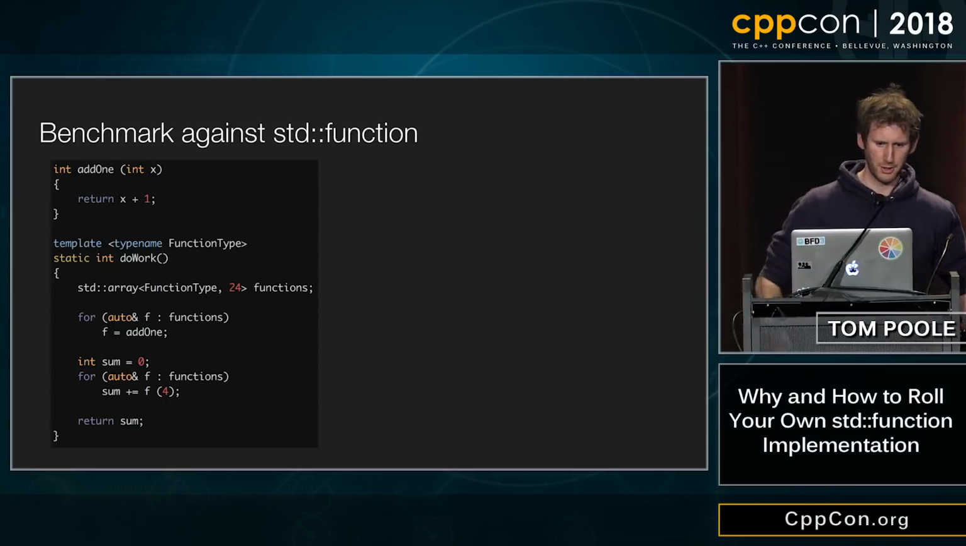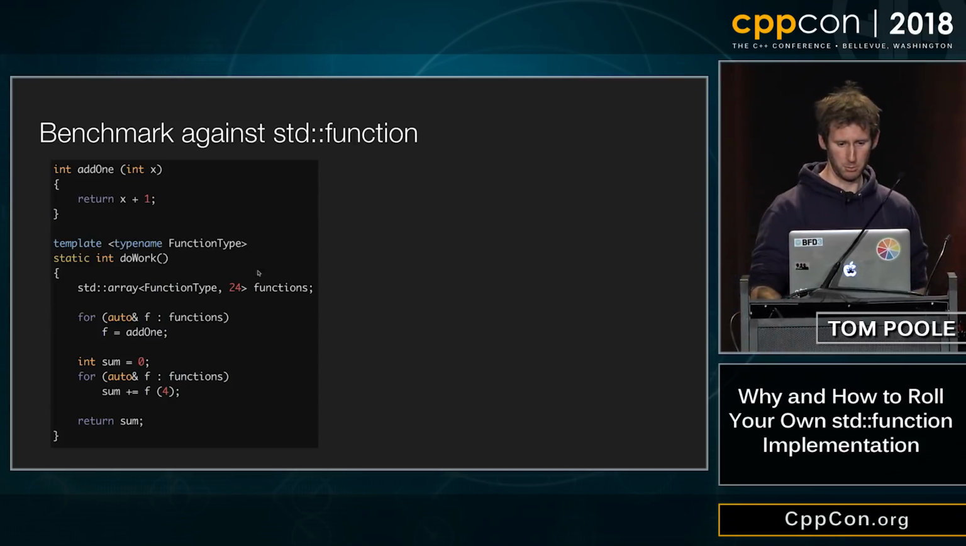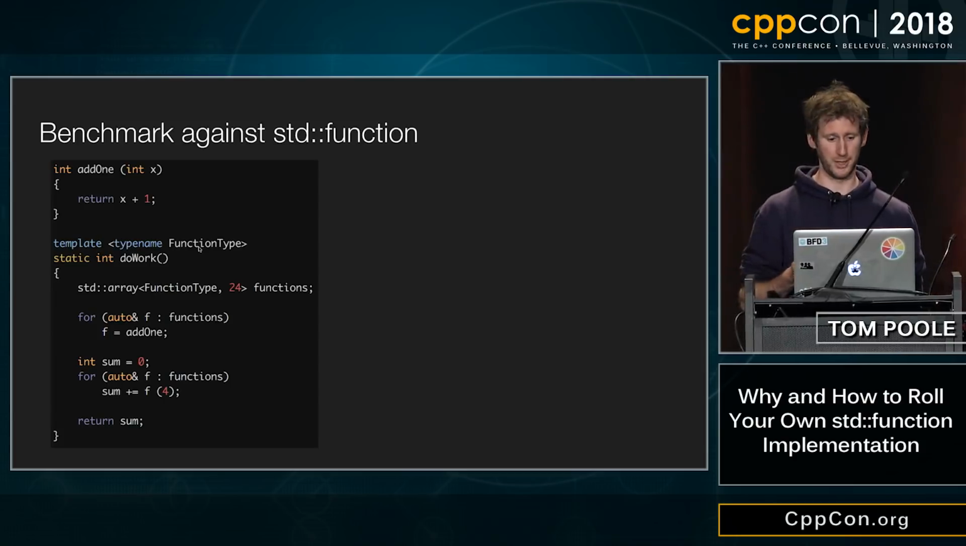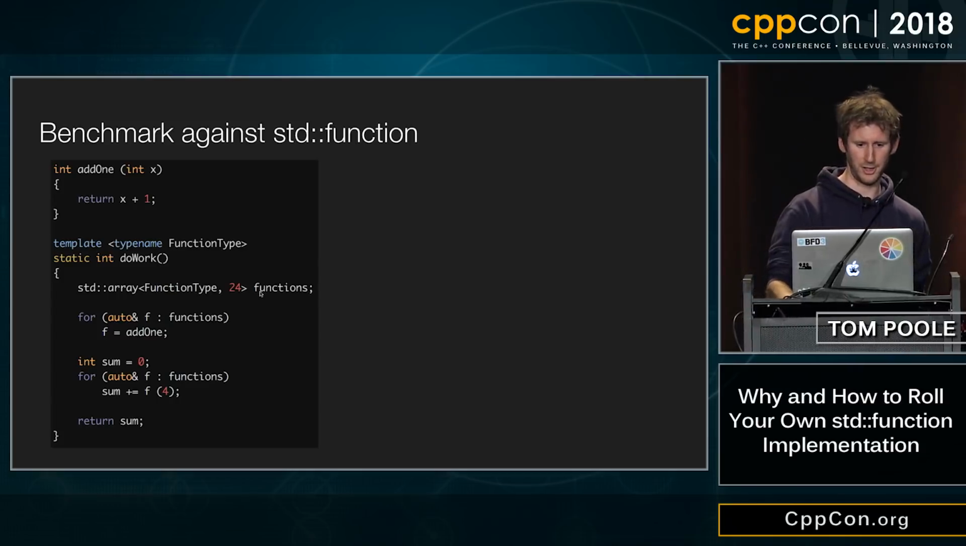So we've done all that. We want to know how this thing is going to perform. We've got a very simple benchmark here. It's templated on the function type, which is going to first be a std::function, and then it's going to be our replacement. We have an array of these things in their default state. For each one of them, we're going to assign it to be a function pointer, and then we're just going to loop over them all again and produce a sum. And so we see how we did.